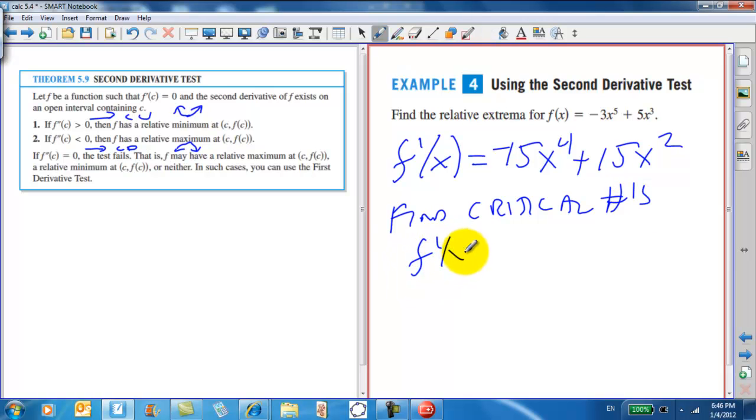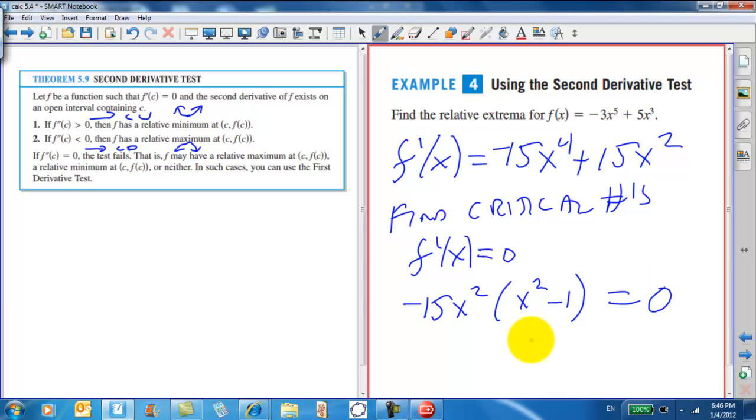That's by setting the derivative equal to 0. So in this case, I'm going to factor the negative 15x squared out, leaving behind an x squared minus 1. Set that equal to 0. That's our first derivative. And so we get x squared equals 0 or x squared equals 1. So we get x equals 0 or x equals 1 or x equals negative 1. We've got three critical numbers.